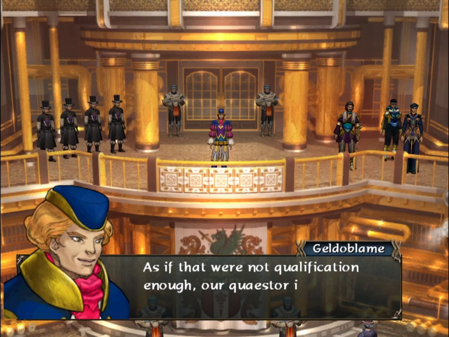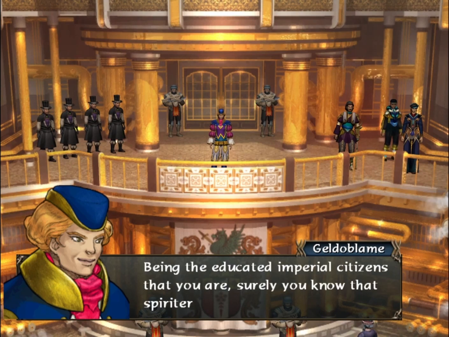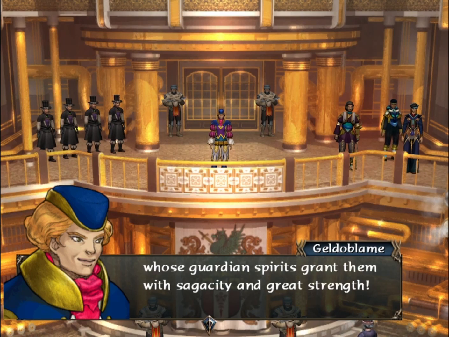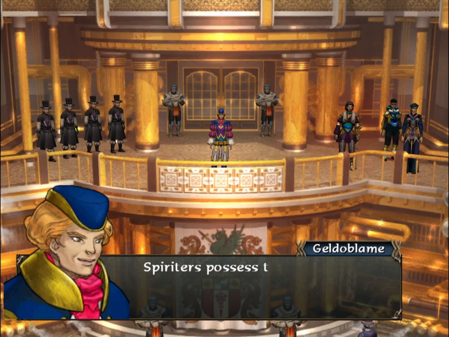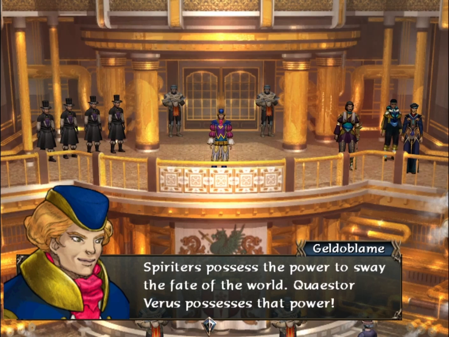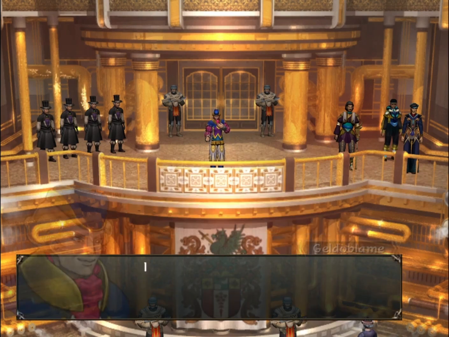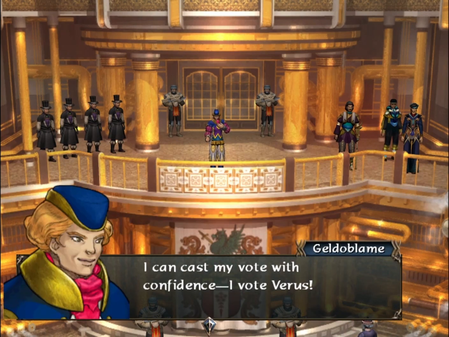As if that were not qualification enough, our Quaestor is also a spiriter. Being the educated, imperial citizens that you are, surely you know that spiriters are a chosen few, whose guardian spirits grant them with sagacity and great strength. Spiriters possess the power to sway the fate of the world. Quaestor Varus possesses that power. I can cast my vote with confidence.